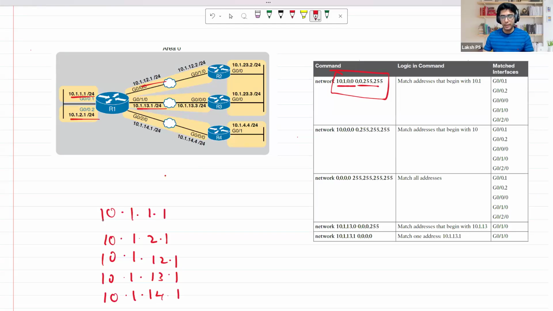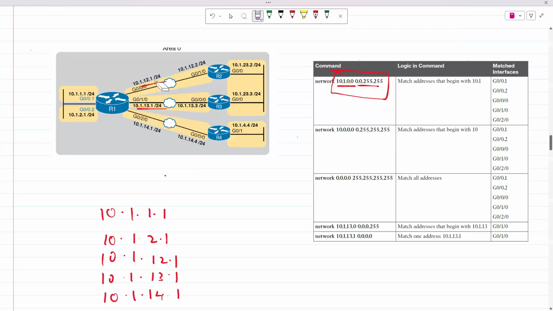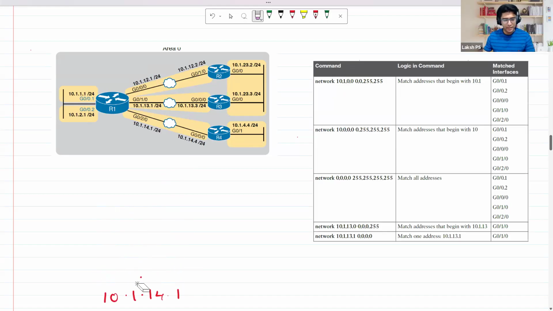Clear? I hope I have answered this question. Yes, this looks like a supernet. They are sending all the different subnets combined at the top level. It is sending to everybody, so it covers each of the networks. Yes.